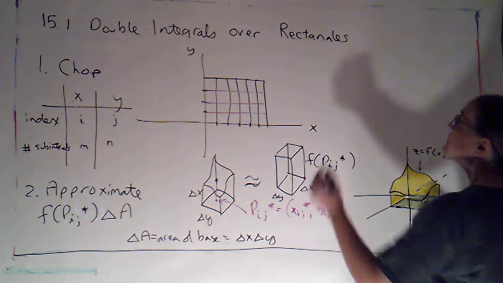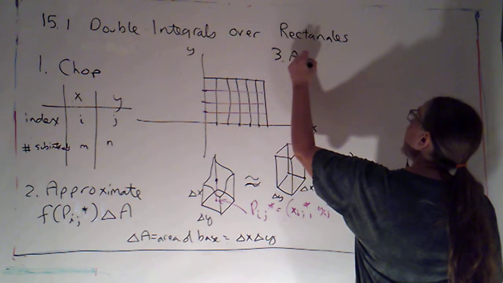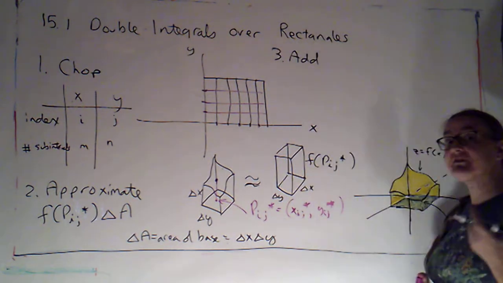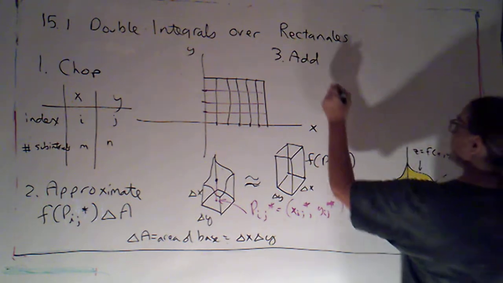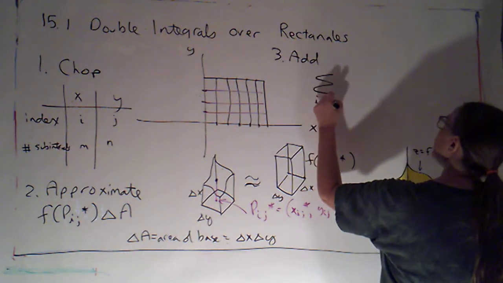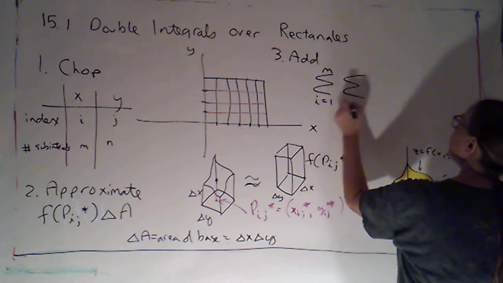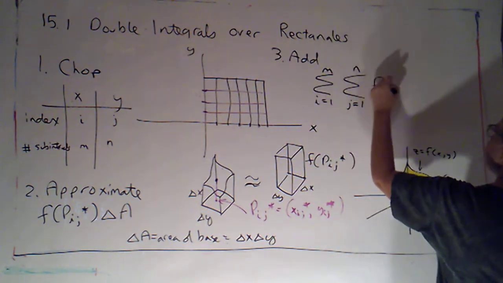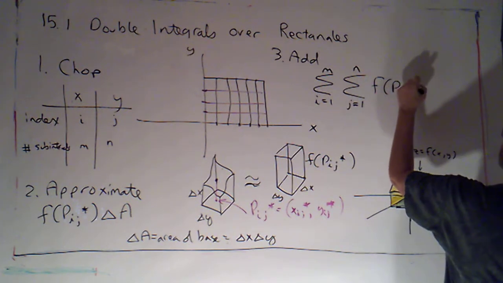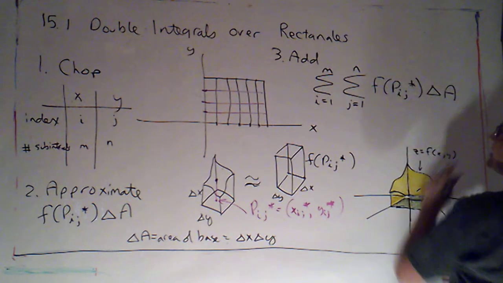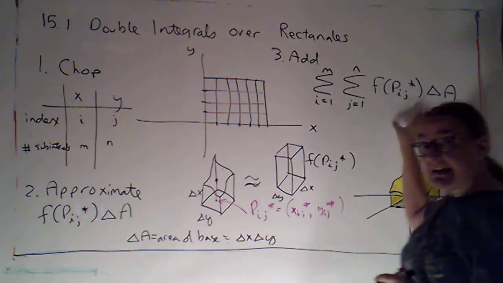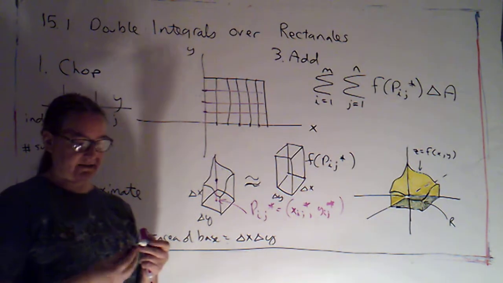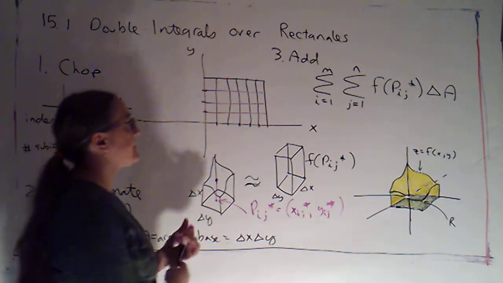Okay. So then step 3, we add all of those up. So I'm going to have what's called a double Riemann sum. The sum as i goes from 1 to m of the sum as j goes from 1 to n of f of Pij star times delta A. That is a Riemann sum. It's a double Riemann sum. And here's how that works.